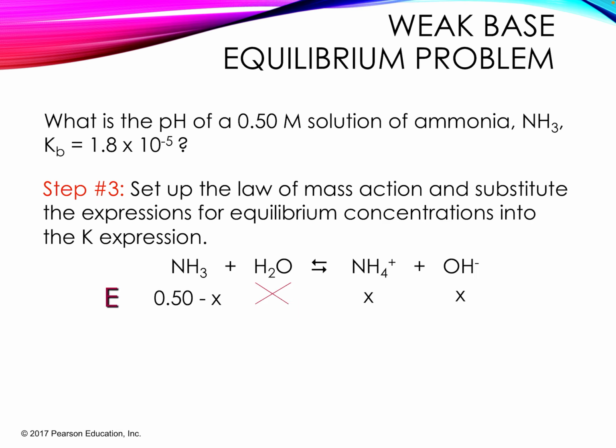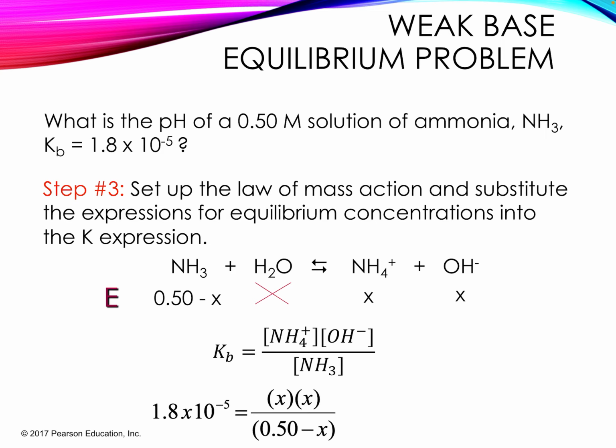Then we can go ahead and fill it into our Kb expression. You're always going to have our products over our reactants. So we're going to fill in our x's over our concentration. Again, because Kb is very, very small, we can use our approximation here, and that gets rid of that minus x, so we'll end up with x squared over 0.5.